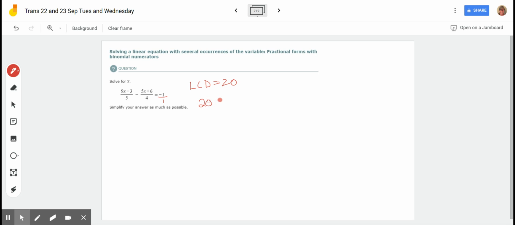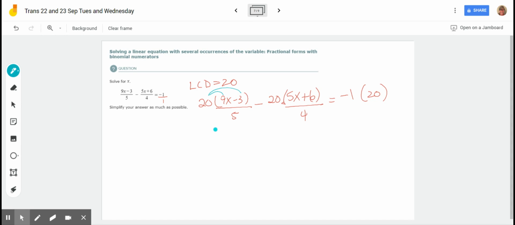Okay, so we're going to multiply 20 times 9x minus 3 over, actually, I'm going to separate this because I can, over 5 minus 20 times 5x plus 6 over 4. Okay, and if you're confused about why I did that, there's a 1 under there. I'll leave it to the next step, but it's perfectly fine to do it. Okay, and negative 1 times 20. There we go. Now we're going to do the multiplication. Switch colors, because why not?